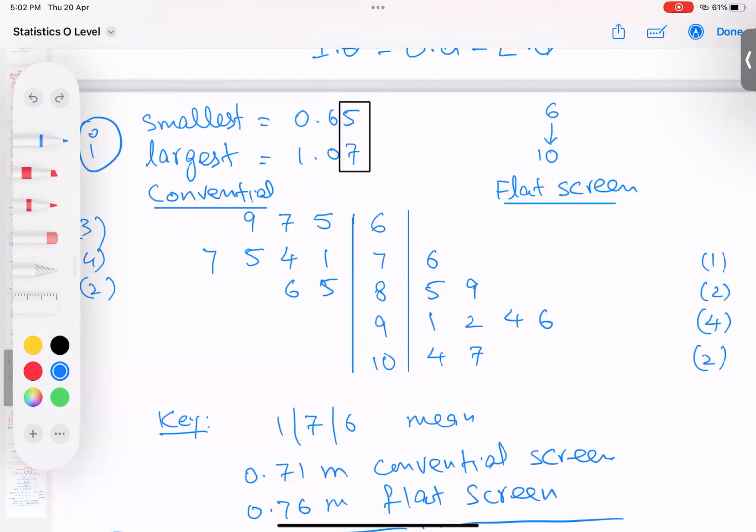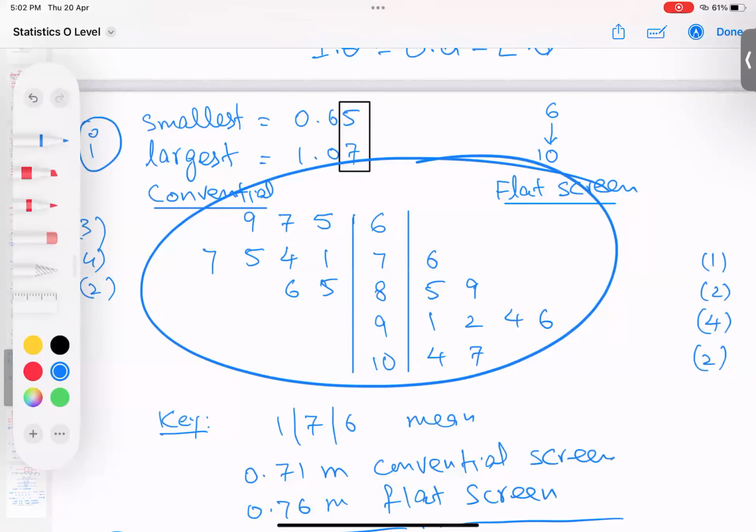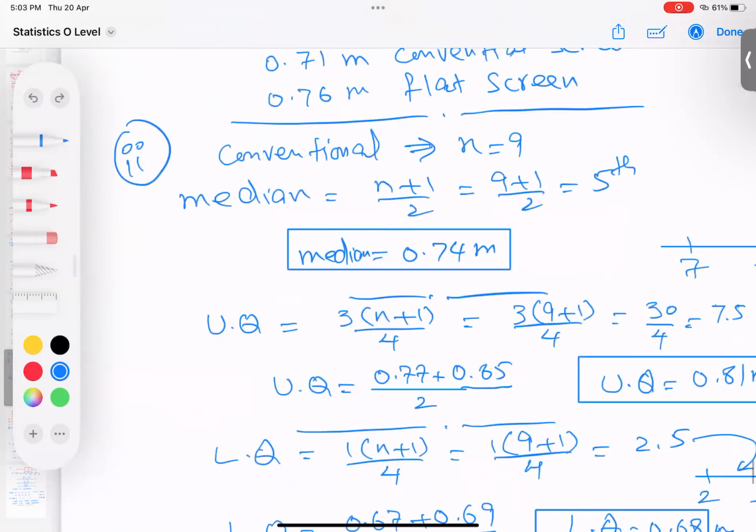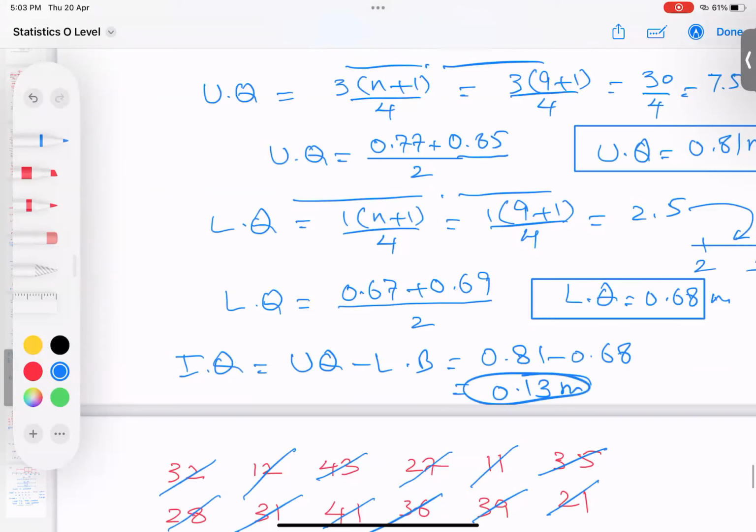So the examiner can ask you, give me one comment about this data. You can say one statement: the higher sizes of conventional screens are not produced, and flat screens are more produced in higher sizes, bigger diagonals. So a one line statement is enough. And second, IQ will help us.